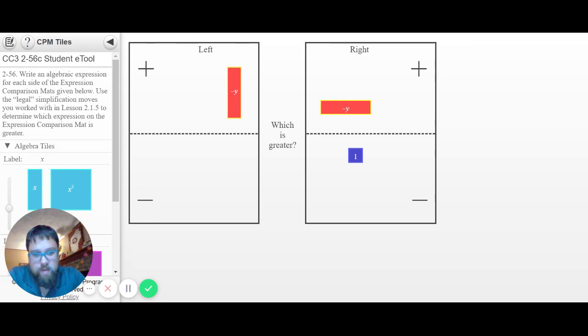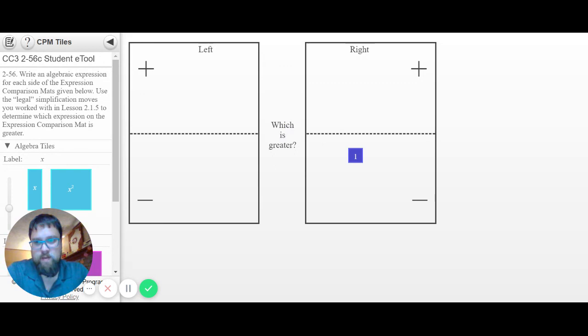Same tile both sides, gone. And I'm left with, on the left side, nothing, 0, and then -1 on the right side. So which is greater? You would say that the left side is greater. 0 is greater than -1.